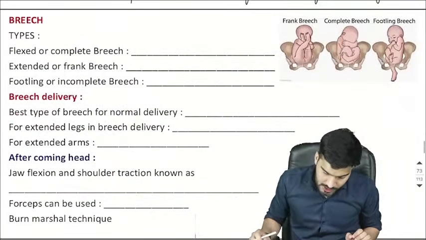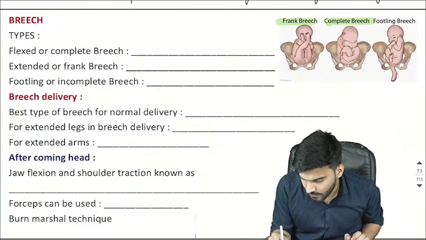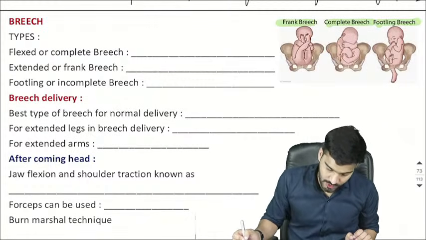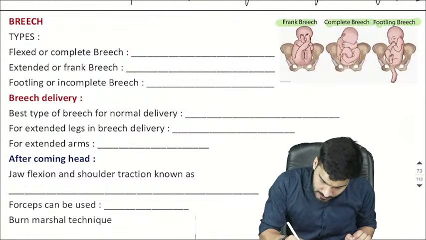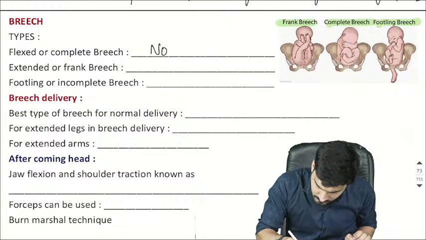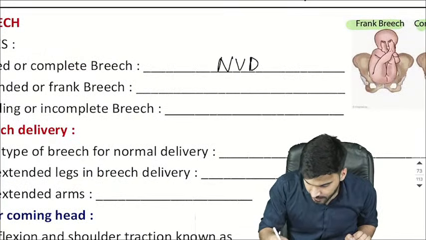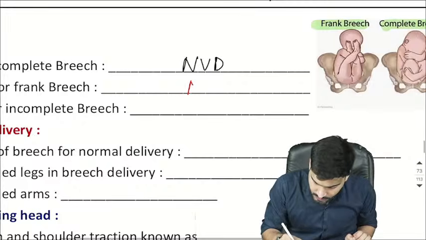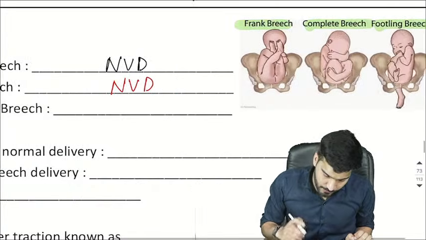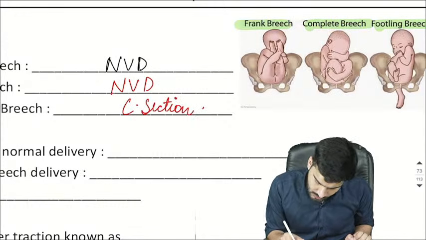Now we have breech presentation as well. We have different types of breech. We have the frank breech, the most common. We have the complete breech, which is a flexed breech, or the footling breech, which is an incomplete breech. If we talk about flexed or complete breech, it can be delivered through normal vaginal delivery. An extended or frank breech can also be delivered normally. But in case of a footling or incomplete breech, you have to deliver through cesarean section.